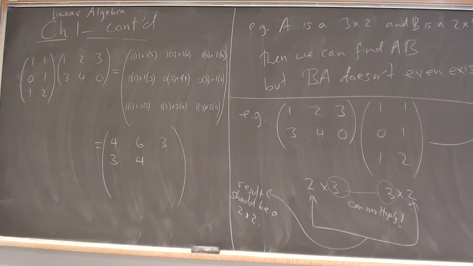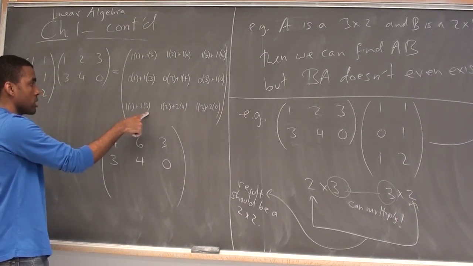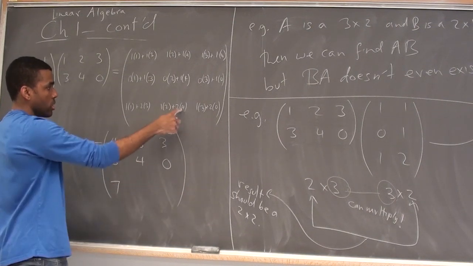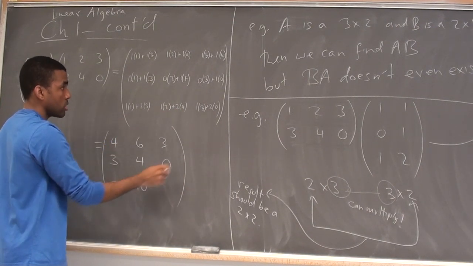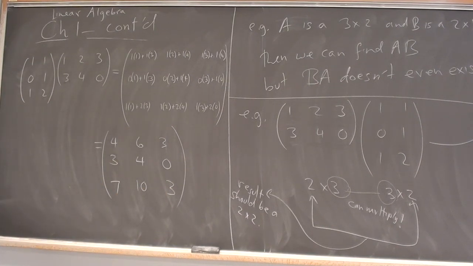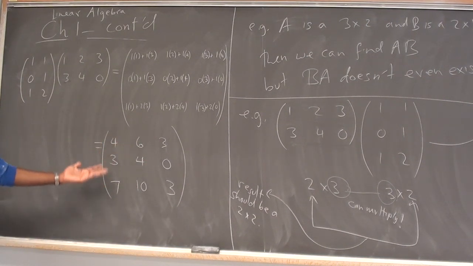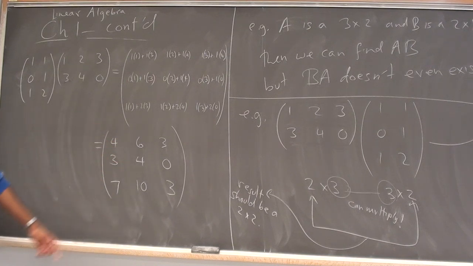Okay, so 3, 4. This would just be 0. This would be 6 plus 1, that's 7. 8 plus 2, that's 10. And 0. So they're definitely not the same because they even have different dimensions. So obviously they're not equal. You have to have the same dimensions to be equal.